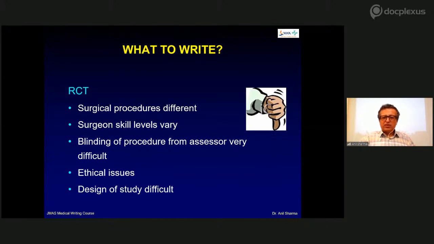But then there are problems with a randomized control trial too. There are, in fact, inherent problems about comparing surgical procedures. Surgical skill sets vary from one department to the other, from one hospital to the other, from one country to the other. Then blinding of the procedure from the assessor becomes very difficult at times, because the person who reads the results should not know which arm this patient belongs to. And that can become quite difficult at times. There are times when there are ethical issues that become involved, so you cannot perform randomized control trials in those sort of situations.